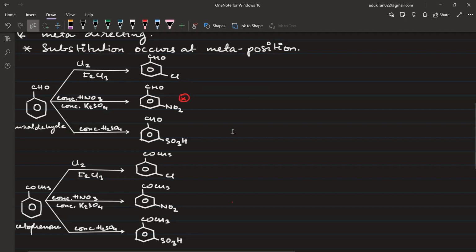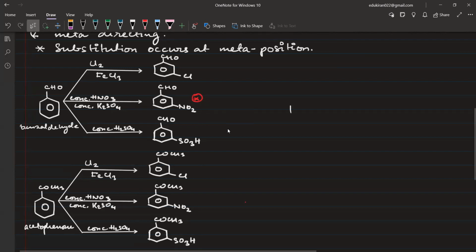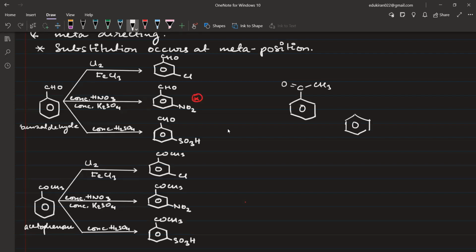See, the structure of acetophenone, I'm just giving you the complete structure. When I write CO, this is C double bond O, and then you have CH3. Please don't write it in this way, this is not the structure. The structure is the above one. CO means C double bond O. This is acetophenone.